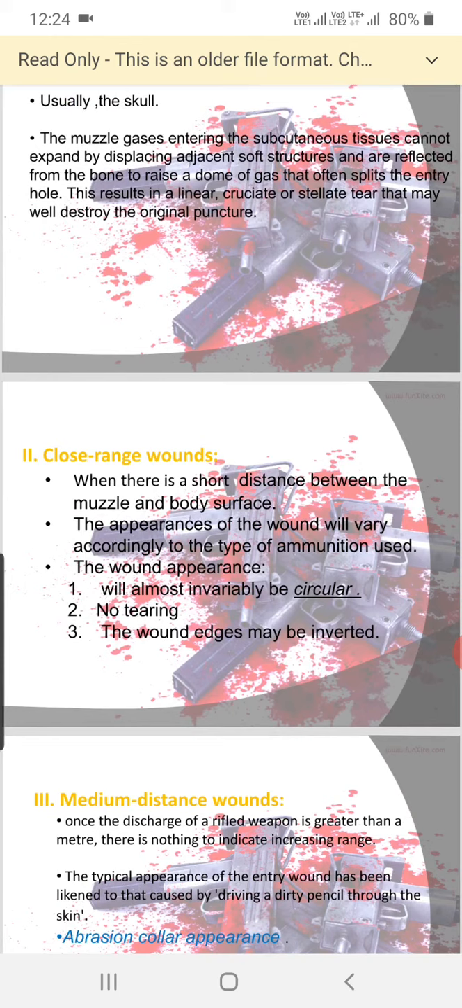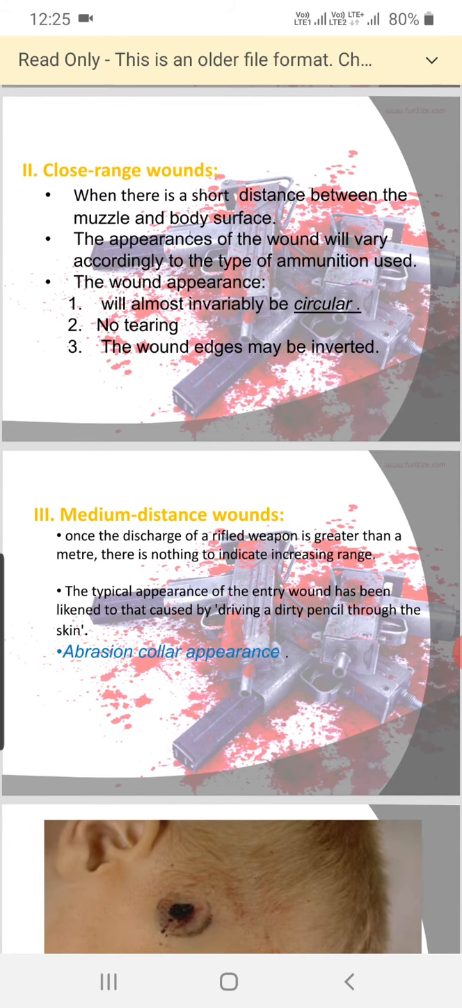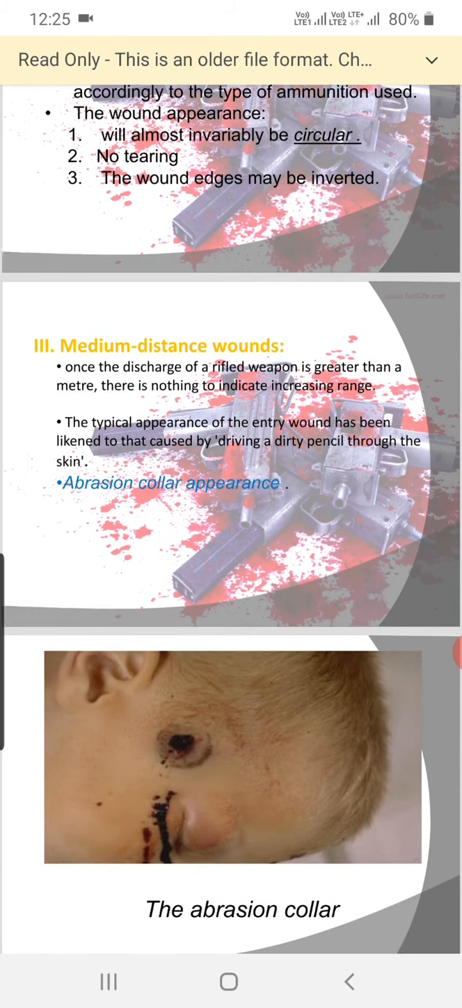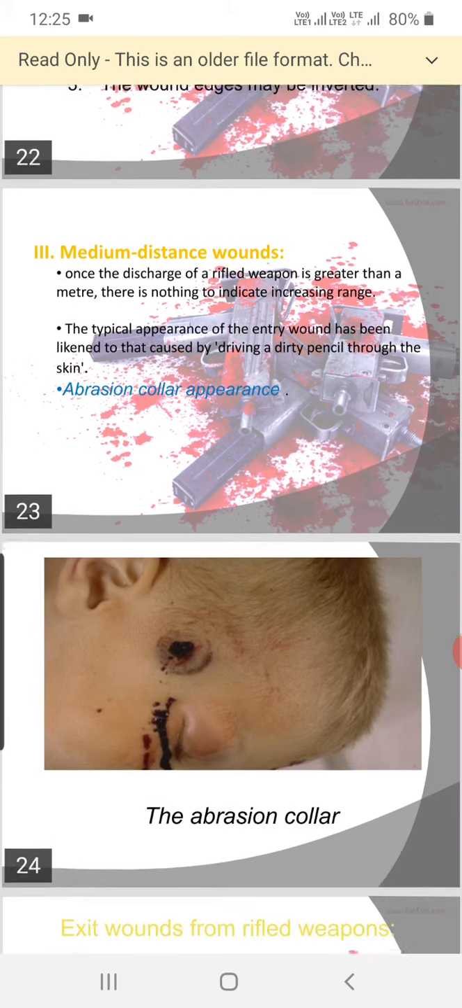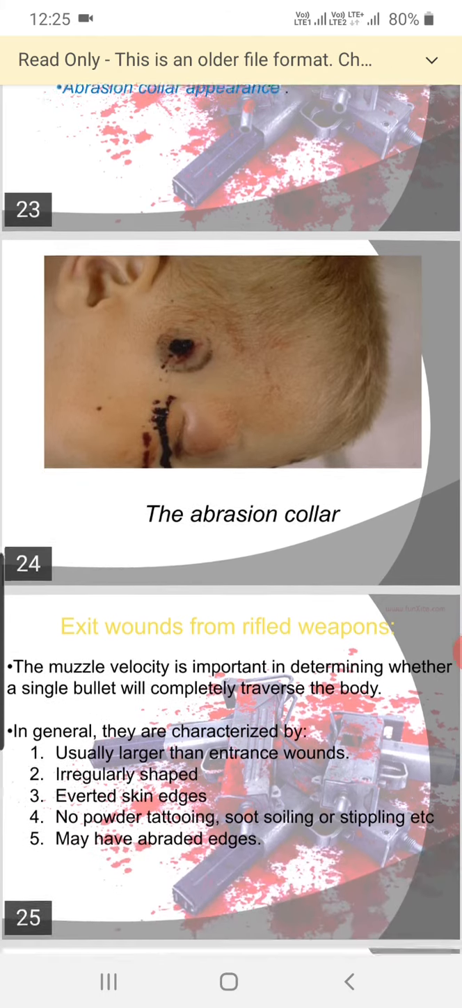Now the close range wound, when there is a short distance between the muzzle and the body surface. The wound appearance will almost invariably be of a circular shape. There will be no tearing and the wound edge may be inverted. Now the medium distance wound: once the discharge of a rifle is at greater than a meter, there is nothing to indicate increased range. There will be the presence of an abrasion collar. In the slide you can see the presence of an abrasion collar, the black colored lining.